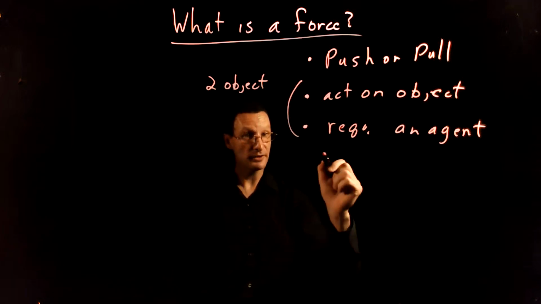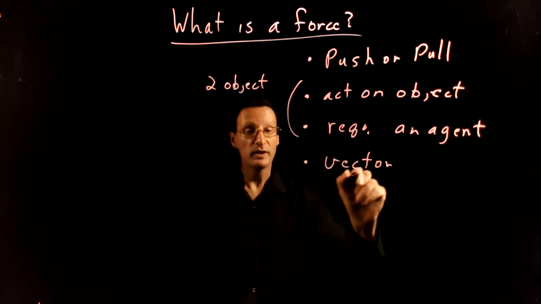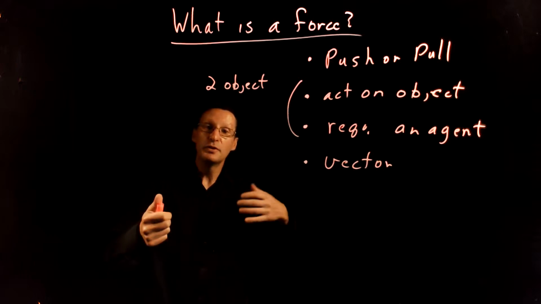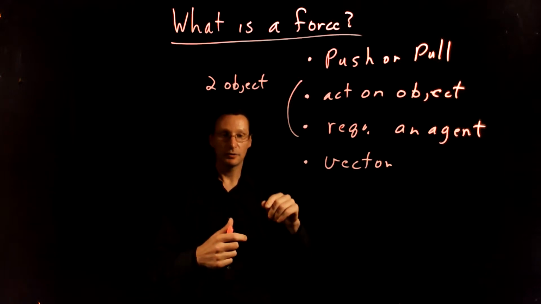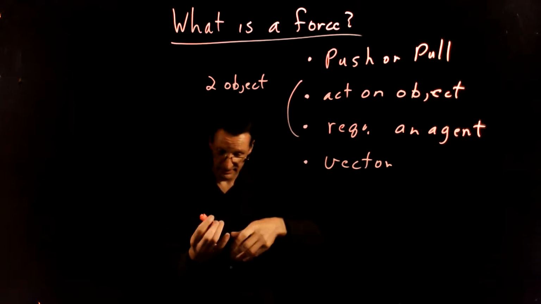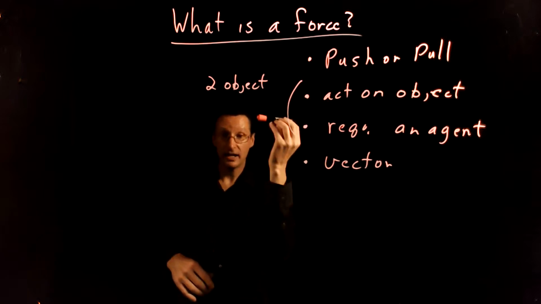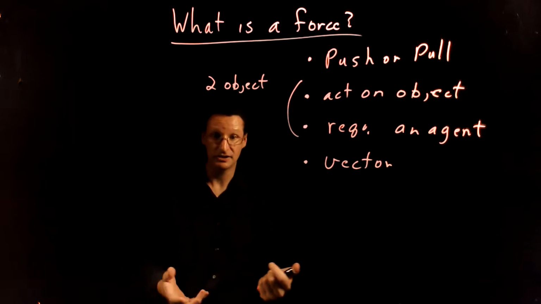There's a few other characteristics. One is that it's a vector, which tells us that forces have magnitude and direction, right? If you push harder, that's a bigger magnitude. And they always act in a direction. So gravity is pulling this pen down, and I'm pushing with my hand up on the object. If I pull on the tractor, I pull in a particular direction.